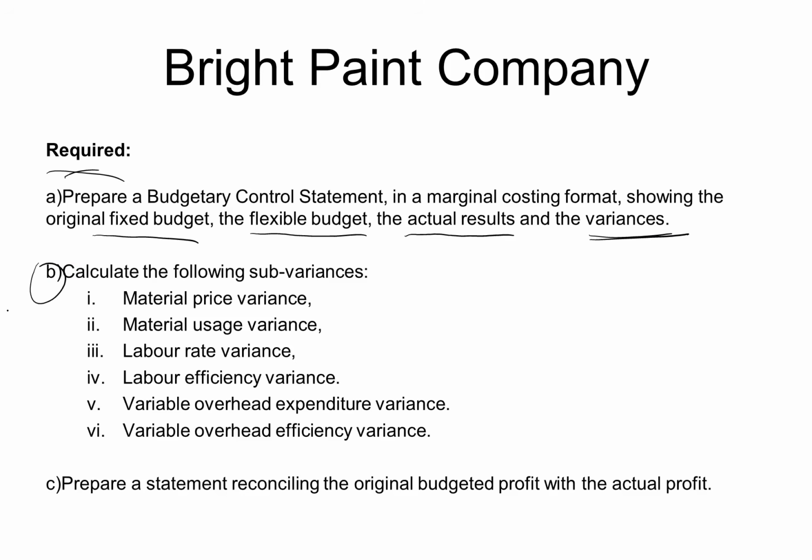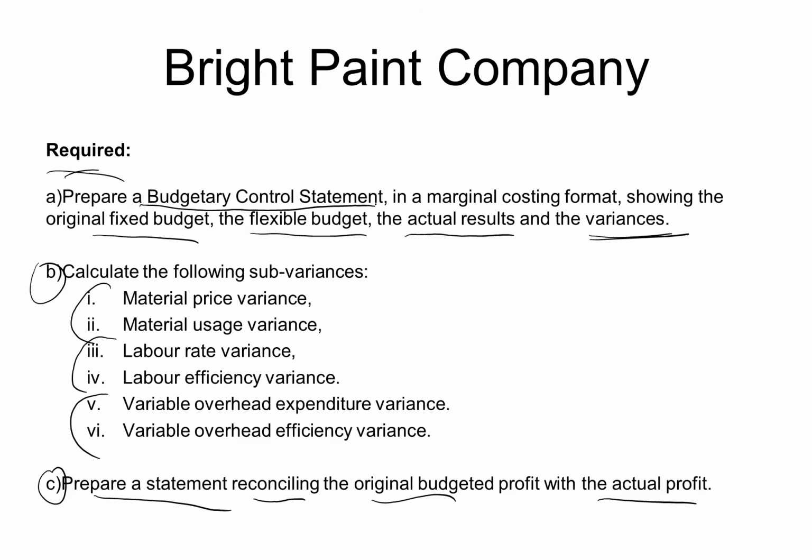We're going to calculate the following sub-variances: the material price and usage, the labour rate and efficiency, and the variable overheads expenditure and efficiency. Part C, we're going to prepare a statement reconciling the original budgeted profit with the actual profit. Okay, so to start off with, we're going to produce this budgetary control statement.